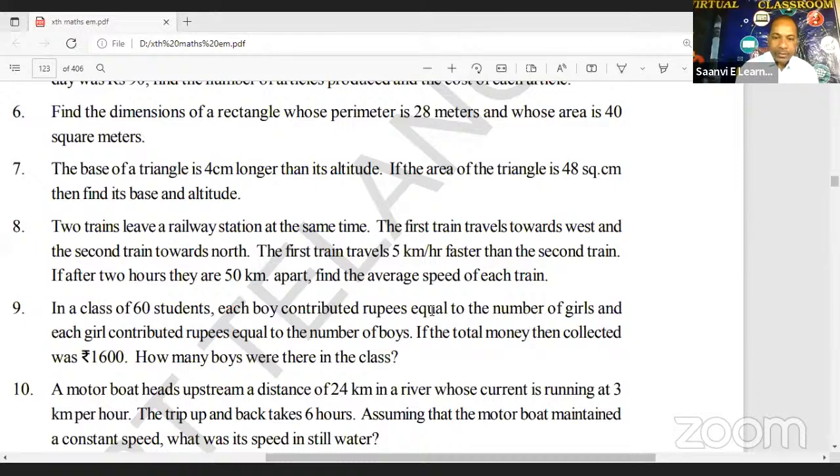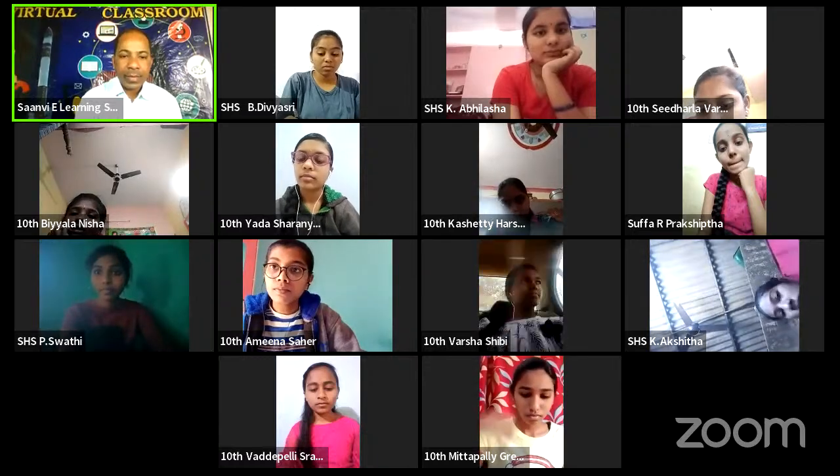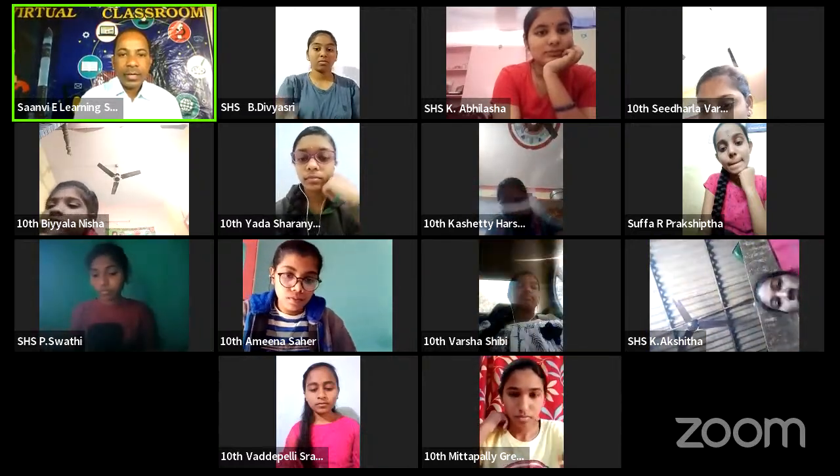See, I have given this last problem as homework. A motorboat heads upstream a distance of 24 kilometers in a river whose current is running at 3 kilometers per hour. The trip up and back takes 6 hours. Assuming that the motorboat maintained a constant speed, what was its speed in still water? Okay, so who has not done this problem? Once again, check your steps, children.